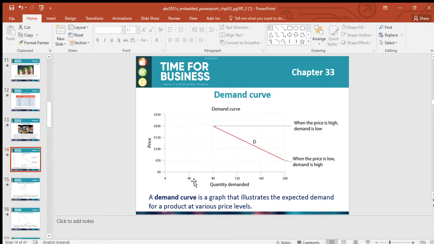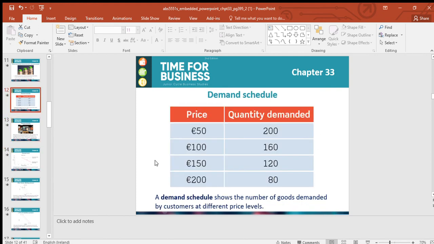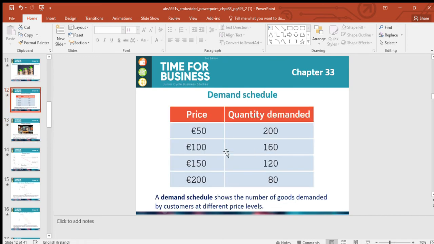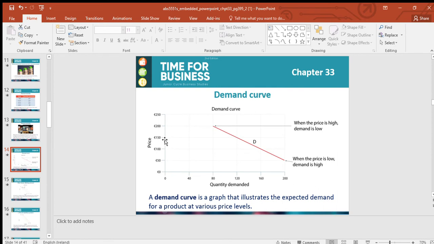What did we say happened when we set the price of the North Face jacket to €50? Well, if I look up here, when the jacket was worth €50, there were 200 people willing to buy it. So that's my first point on my line. When the jacket was worth €100, there were 160 people willing to buy it. So just like in maths, you're matching this up and turning this table into a graph. When the price is €150, there are 120 people interested in buying the jacket. And when the price goes up to €200, there are now only 80 people willing to buy.